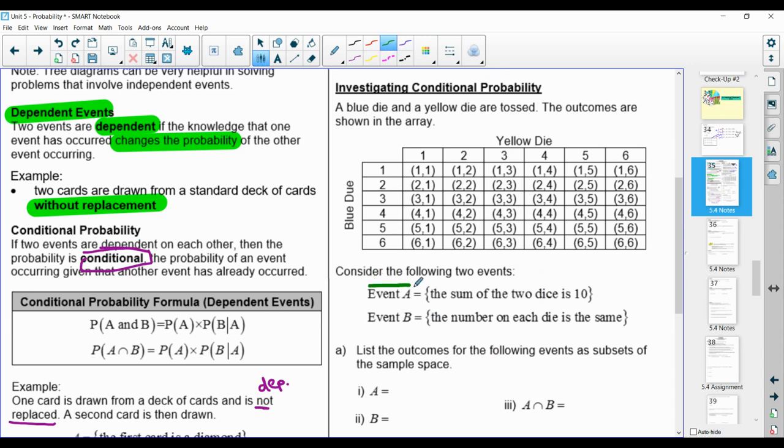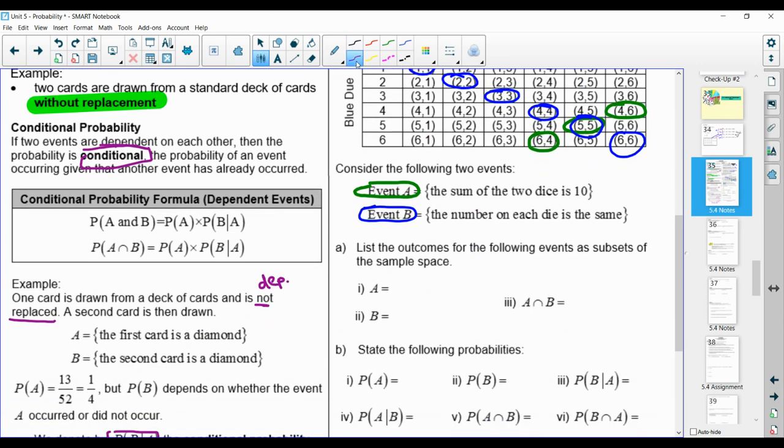So event A I'm going to circle as green, and event B I'm going to circle as blue. So event A is the sum of 2 dice is 10. Well, we have a 10 here, 6 and 4. We have a 10 here, 5 and 5. And we have a 10 here, 4 and 6. Now, if we look at event B, the number on each die is the same. Well, that's our doubles. So 1, 1, 2, 2, 3, 3, 4, 4, 5, 5, and 6, 6. And so you can see already that there's an overlap there. We'll deal with that in a moment.